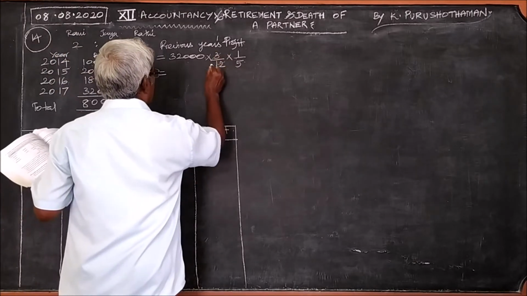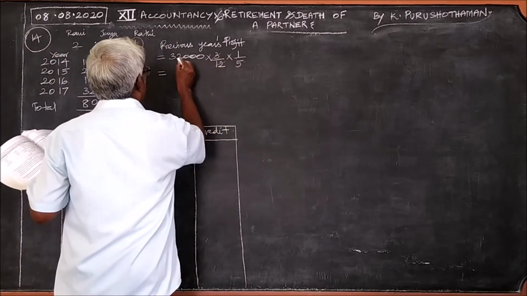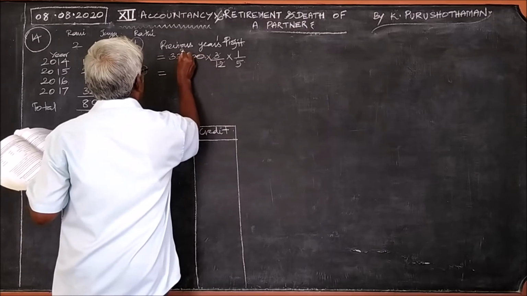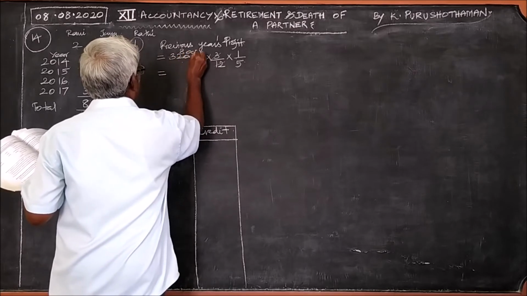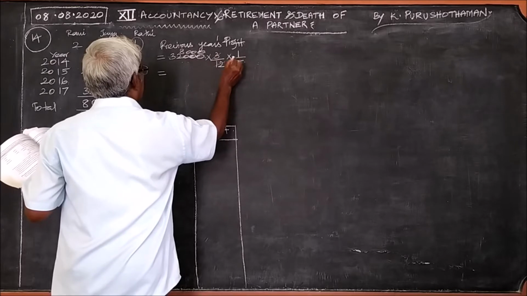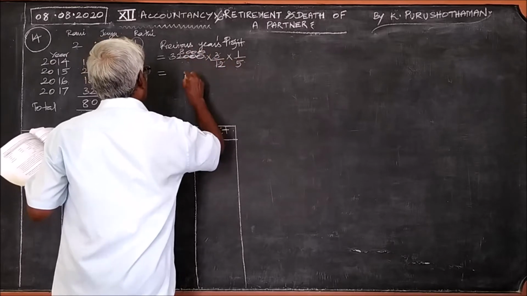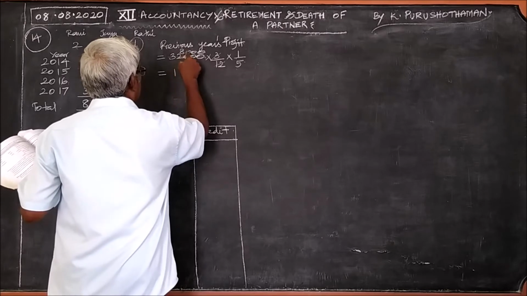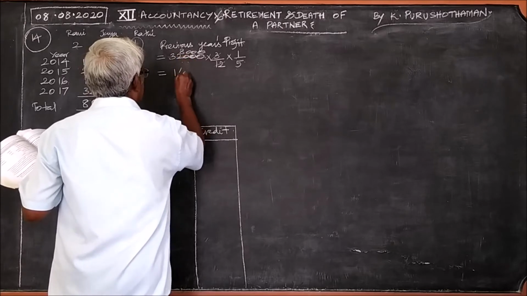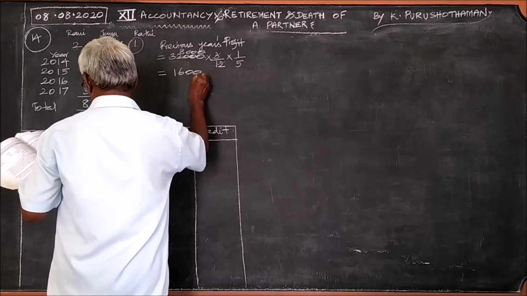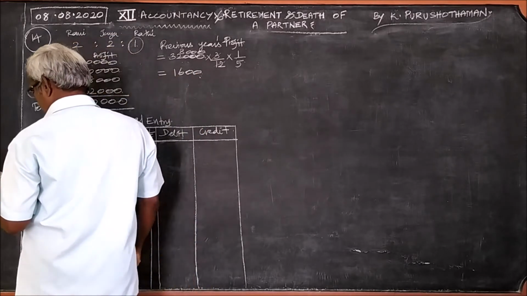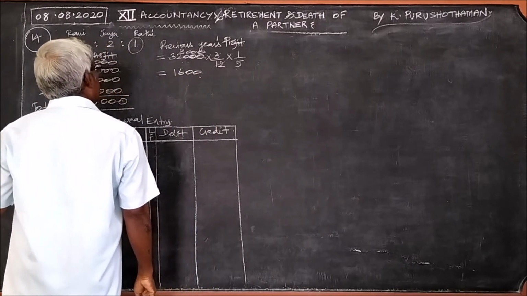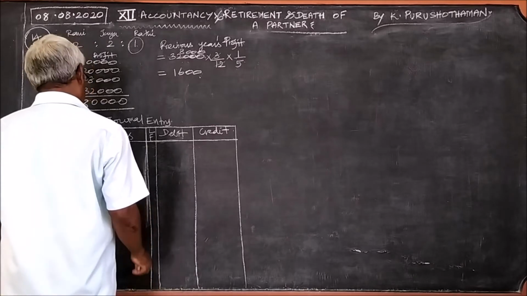See, this is 4 times. If you simplify this by 4, it is 8,000. 8,000 divided by 5, what is it? 1,600. This is the amount. This is Radhi's amount.